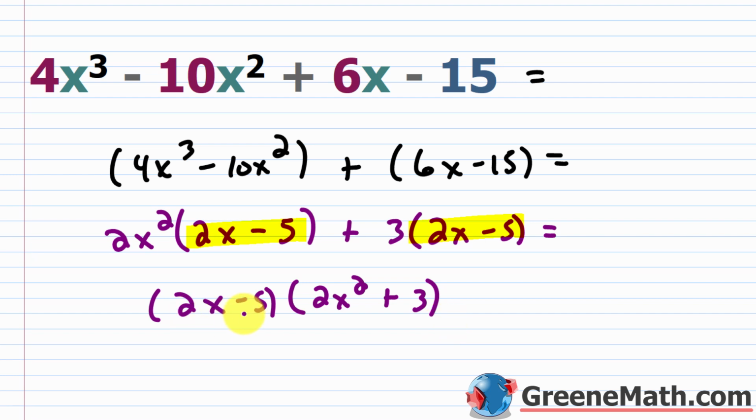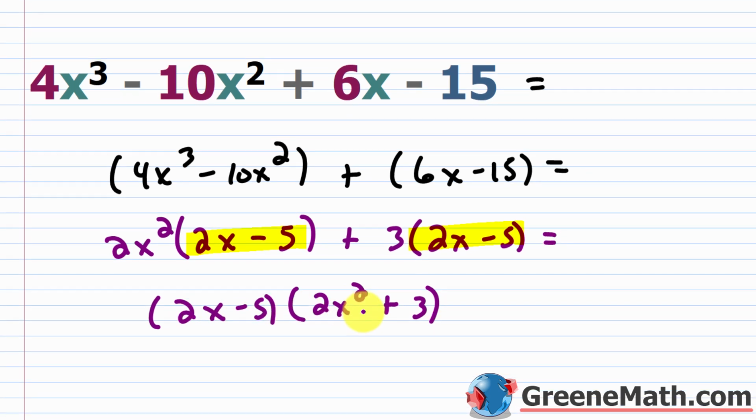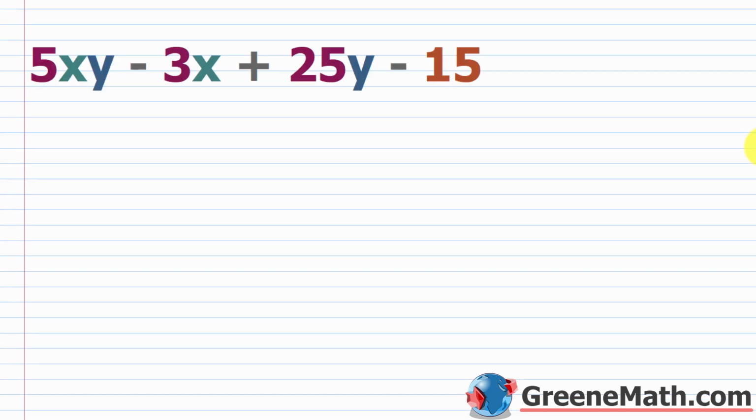2x minus 5, that quantity, times the quantity 2x squared plus 3. All right, let's look at problem number 4. So we have 5xy minus 3x plus 25y minus 15. So the greatest common factor, again, if you look at these four terms, it's going to be 1. So you could skip that.